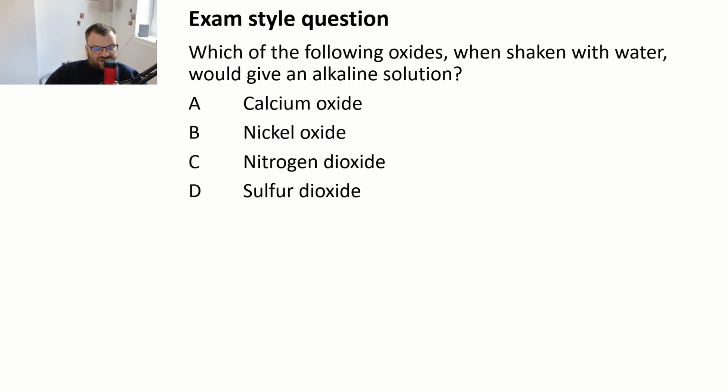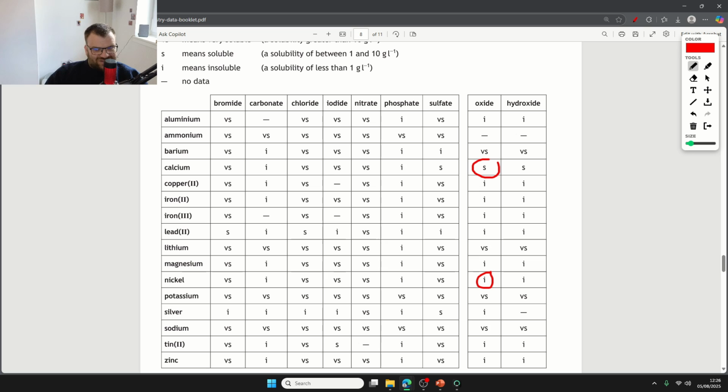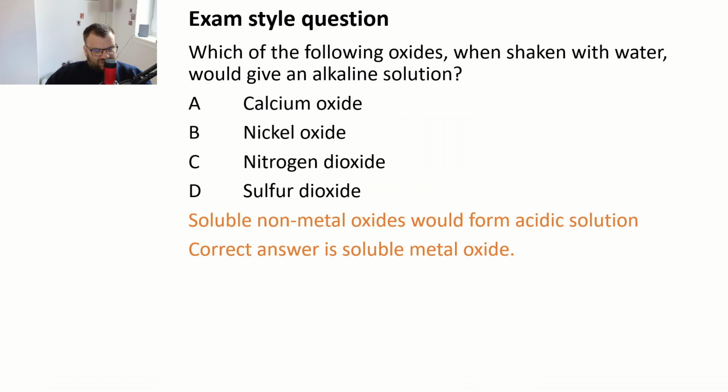In this question, we are asked which of the following oxides, when shaken with water, would give an alkaline solution. We can approach this in two different ways. First thing I would do is think, well, soluble non-metal oxides make acidic solutions. Therefore, we are looking for a metal oxide that would form an alkaline solution. We can then go to the data booklet. Here we have calcium oxide is soluble in water and nickel oxide is insoluble in water. Therefore, for this question, calcium oxide is soluble, so it dissolves in water. It's a metal oxide, and that would give us our correct answer. C and D are both non-metal oxides that would produce acids. Nickel oxide is insoluble, so would not affect the pH.